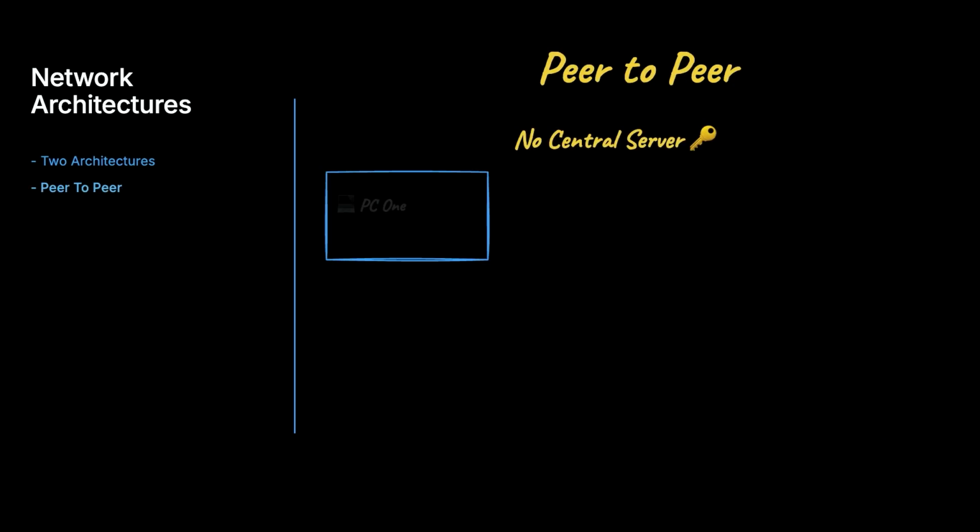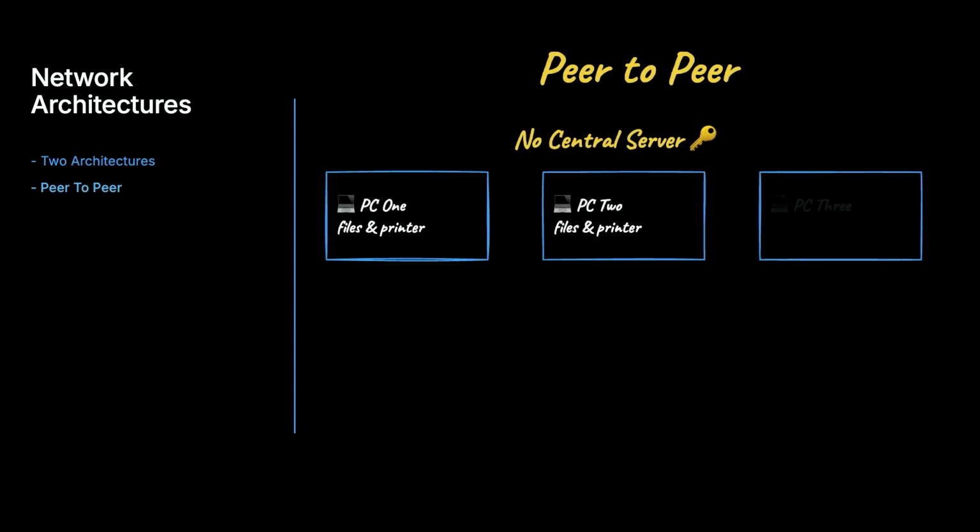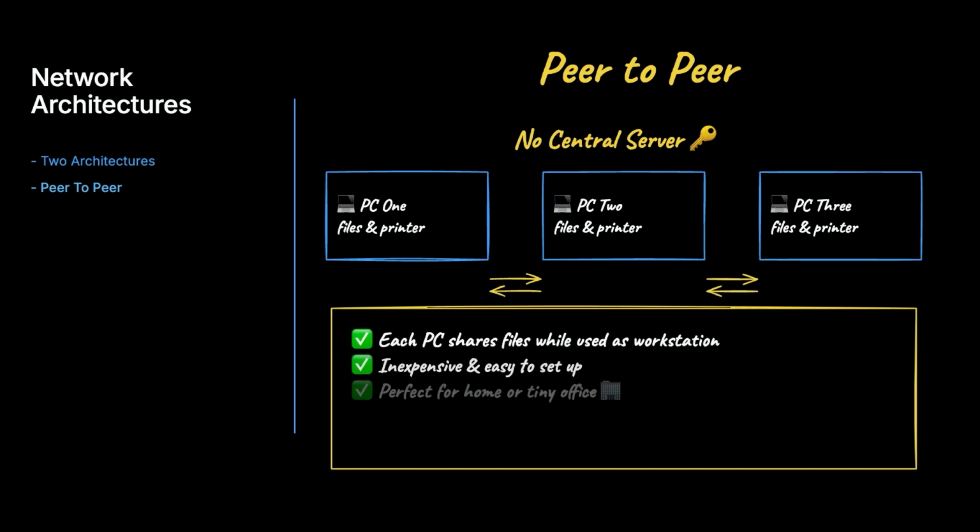In a peer-to-peer network, there is no central server. Instead, the network relies on the computing power of the participants themselves. Each machine can share its own files and printers with the others while someone still uses it as a workstation. This is inexpensive and easy to set up, a great fit for a home or tiny office.